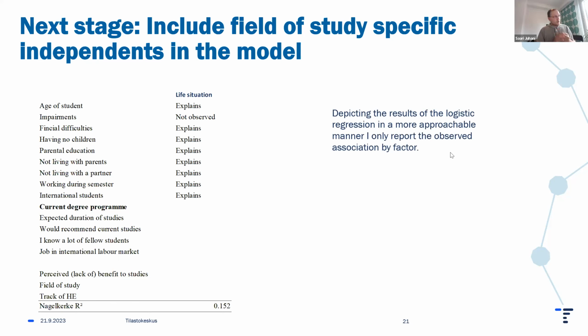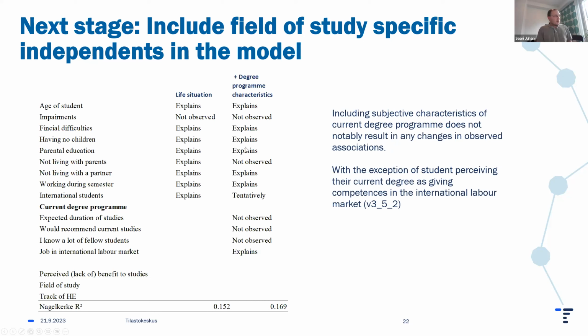Now, one of the ways in which we can make statistical inferences is that we can include new factors in the model and see what happens to the explanatory power of each individual factor when new explanatory independent variables are included in the model. So in this stage, I'm including the factors that are depicting the current degree program that the student is studying.